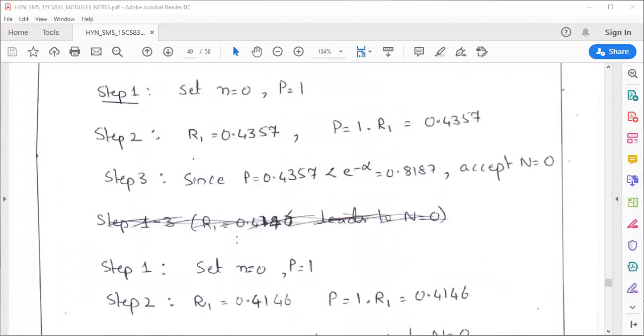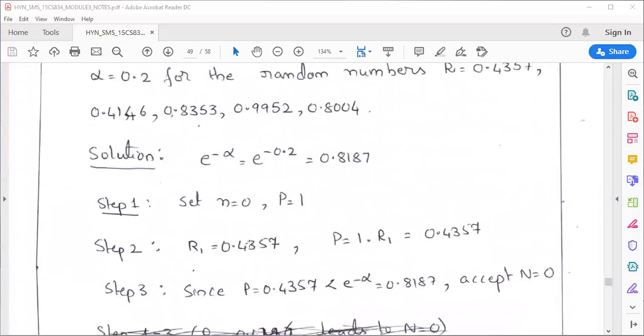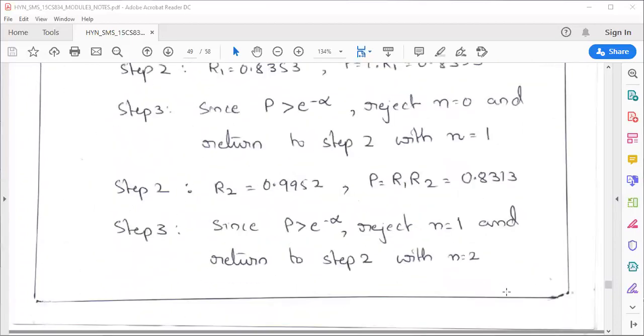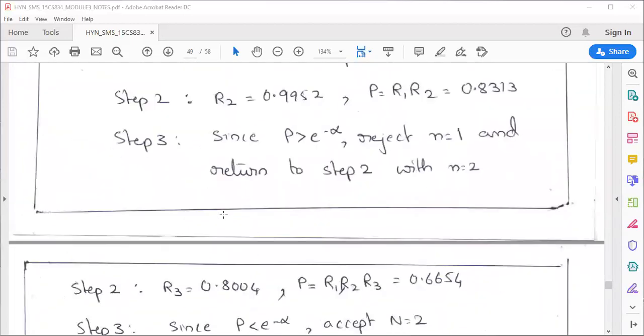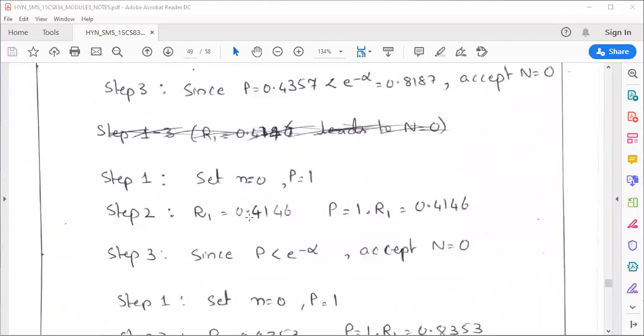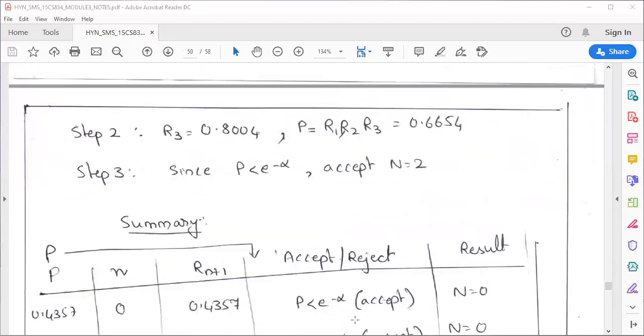So whatever we did, we are just writing the summary. Here the first random number was 0.4357. N value was 0. What was the p value? P is also equal to 0.4357, and we have accepted the value as capital N is equal to 0. Same thing is written. So now write for the next random number. What is the second step we did? For the next random number, again our n value was 0. What was my p? P is equal to 0.4146. Random number is also 0.4146. Since it is less than e power minus alpha, again I have accepted capital N is equal to 0.